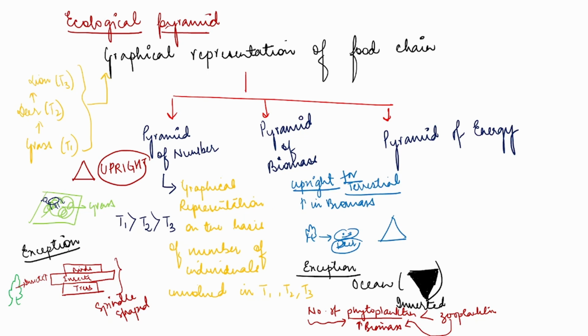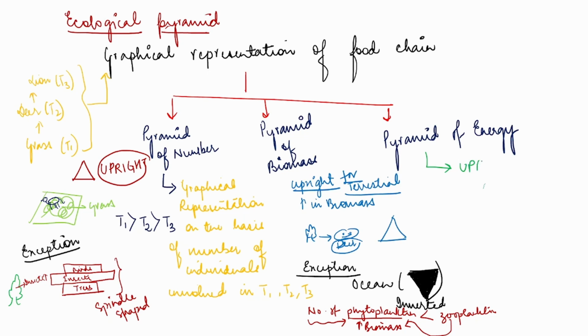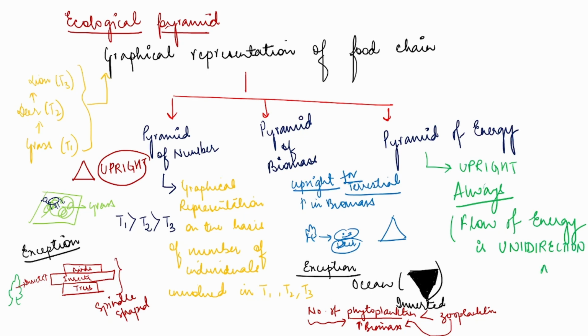Pyramid of energy is always upright, because energy flow is always upright. Why? Because flow of energy is unidirectional. That's why the pyramid of energy is always upright. If you see, this is grass, deer, lion. Energy always flows from grass to deer, deer to lion, and 10% of energy flows. That's why we call pyramid of energy always upright.